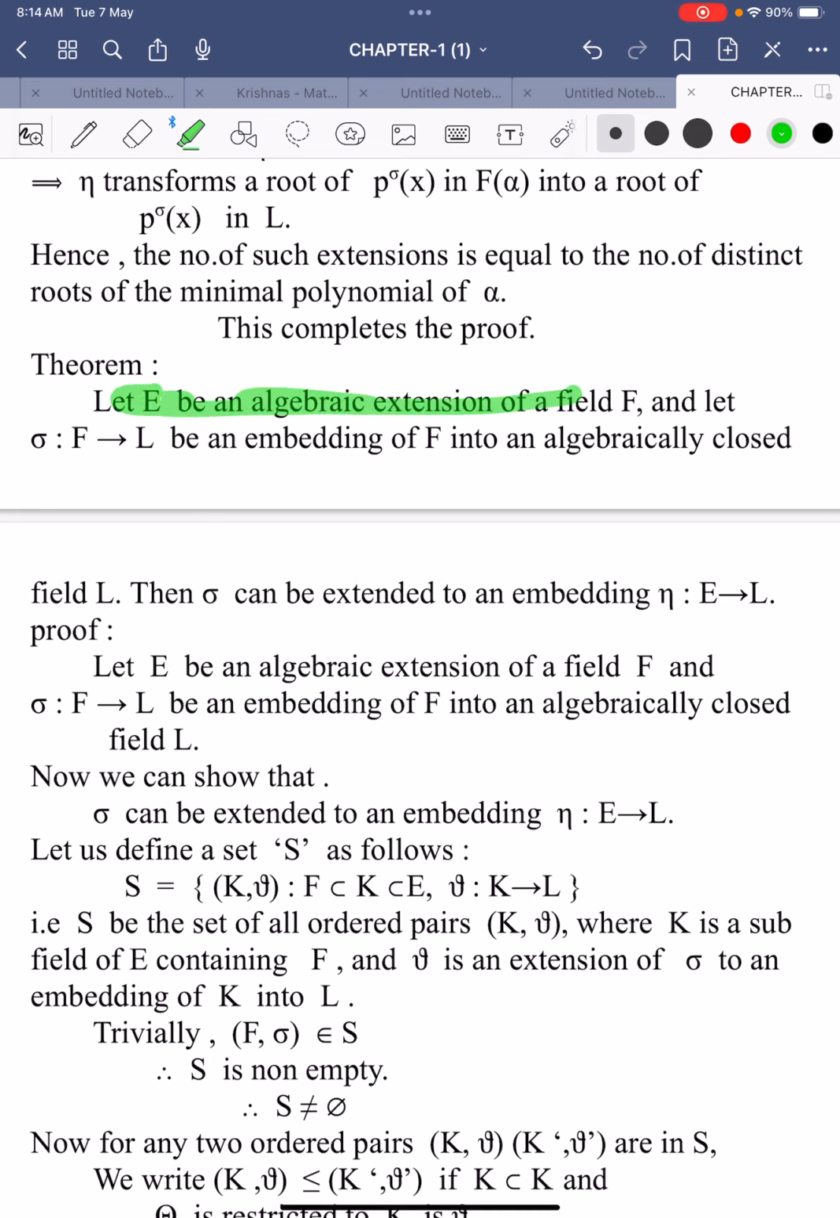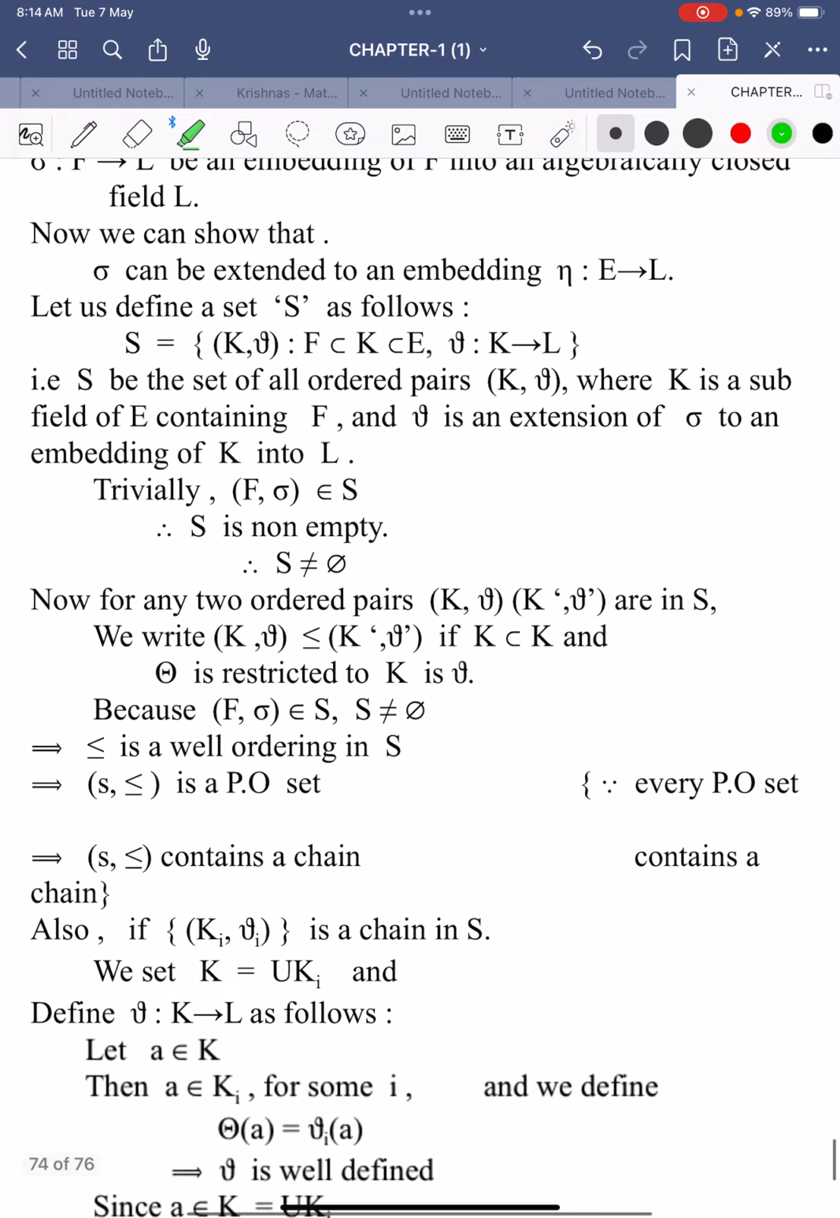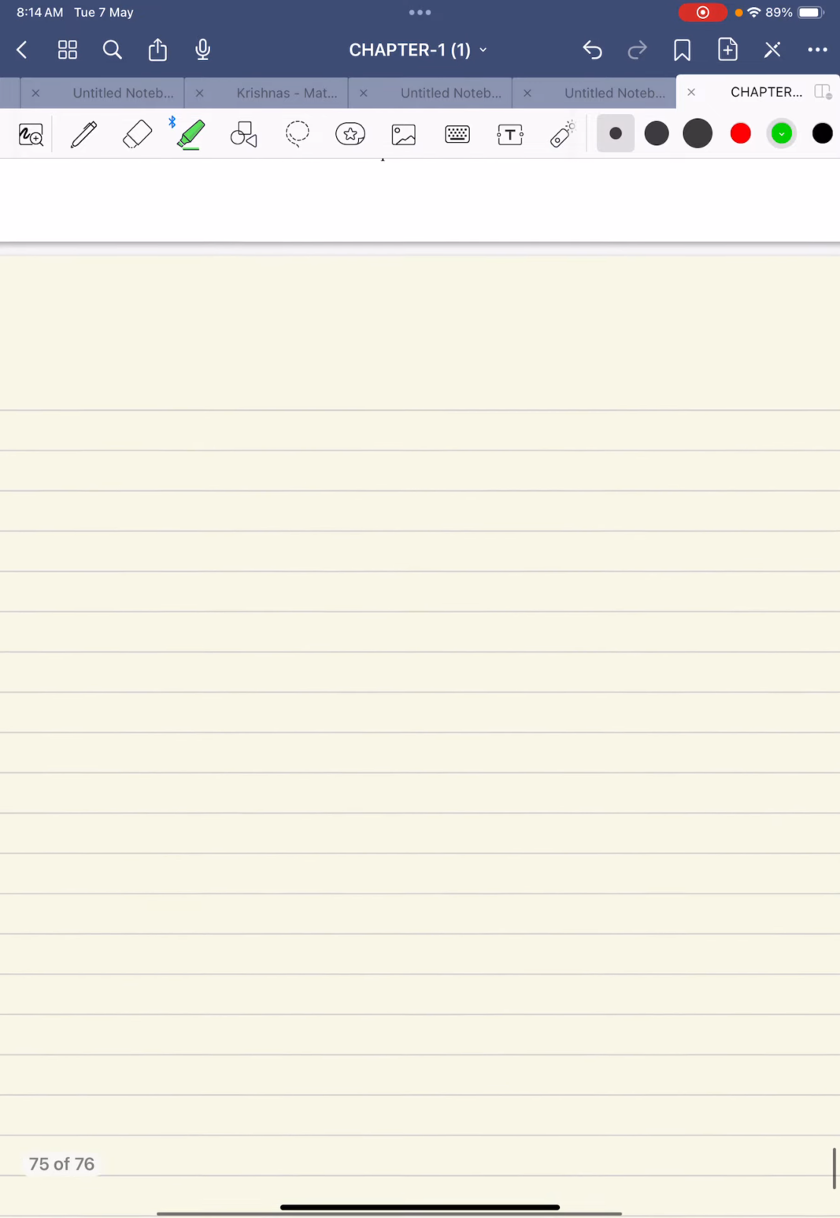Let capital E be an algebraic extension of a field capital F, and let sigma maps F into L be an embedding of F into an algebraically closed field L. Then sigma can be extended to another embedding eta that maps E into L. Actually, this theorem is also the same as the previous lemma, but anyway we prove this.